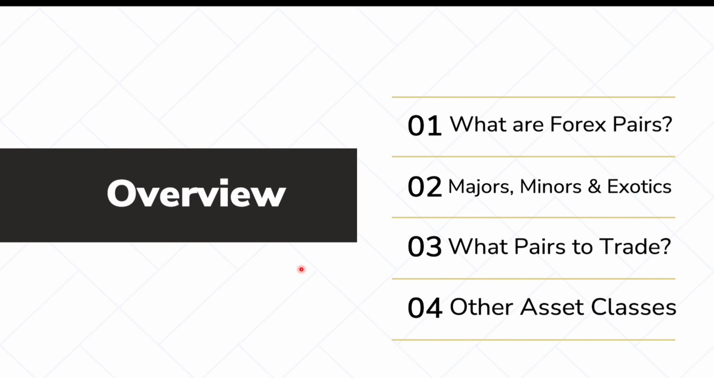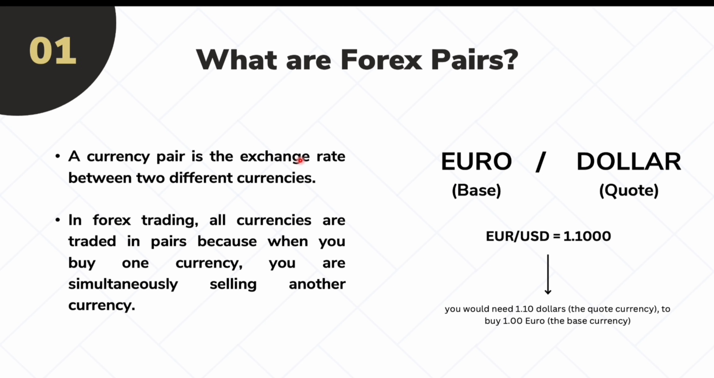So in this video, we're going to talk about Forex pairs and other asset classes. First, we're going over what Forex pairs are. Then we're going over the majors, the minors, and the exotic pairs. And the third important question you need to ask yourself is, what pairs should I trade? And at last, we're going over the other asset classes you can trade. Let's start with the basics. What are Forex pairs?